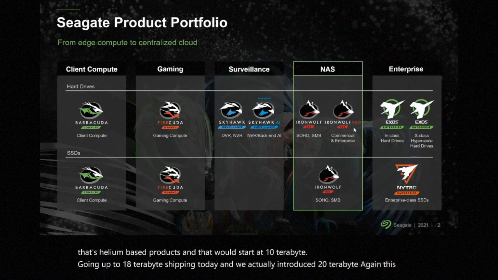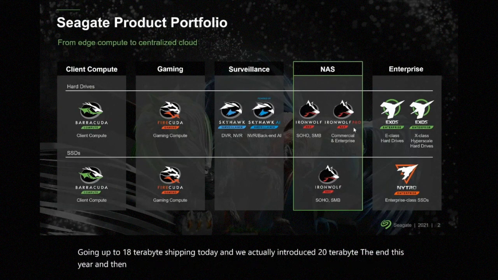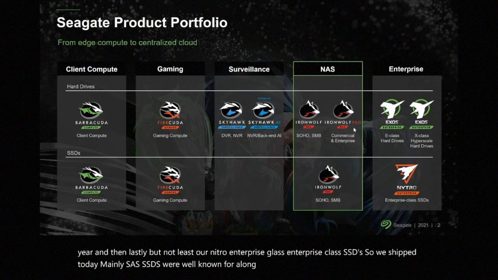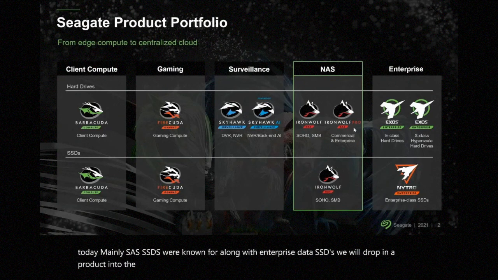And then last but not least, our Nitro Enterprise Class SSDs. We ship today mainly SAS SSDs, which we're well known for, along with Enterprise SATA SSDs. We will drop a product into the NVMe Enterprise window about the beginning or middle of 2022, so that's something to pay attention to as we drive forward.